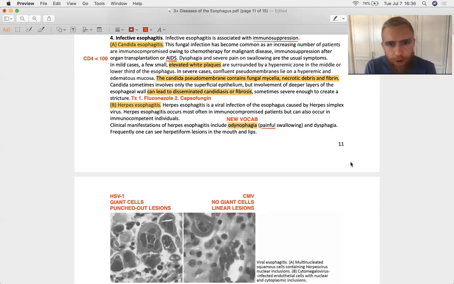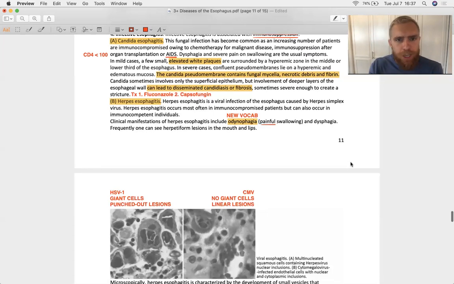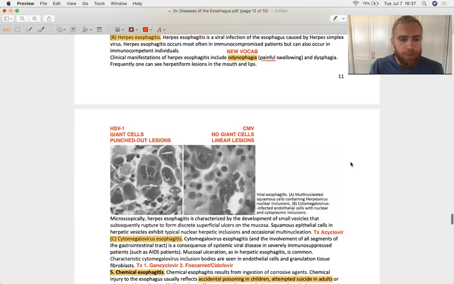So you run the risk of disseminated candidiasis. We know Candida can turn into a pulmonary infection too, get into the bloodstream. But hopefully you catch this Candida esophagitis before that, and hopefully the patient is responsive to either fluconazole or caspofungin. So herpes esophagitis, this is the big one from this lecture, because herpes and cytomegalovirus esophagitis present a lot more similarly to one another than they do to candidal esophagitis.